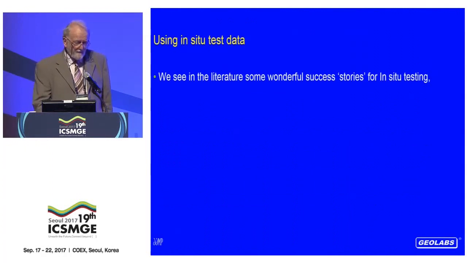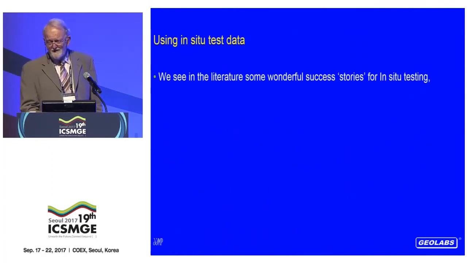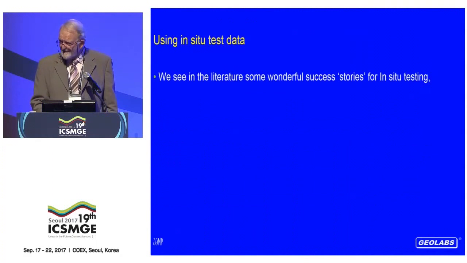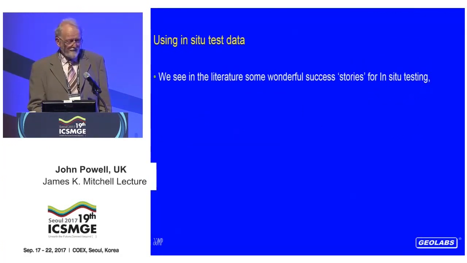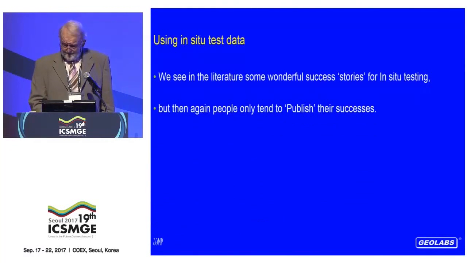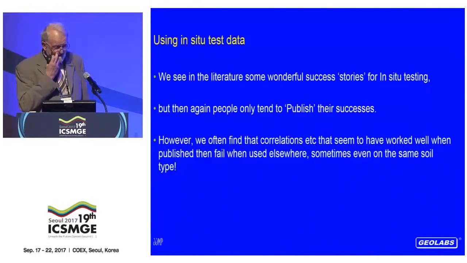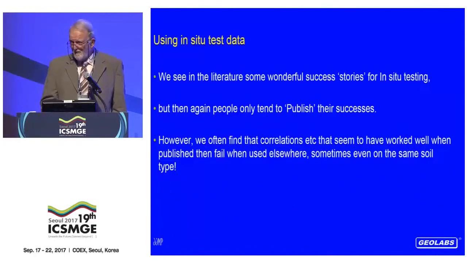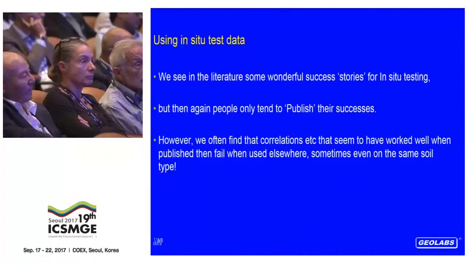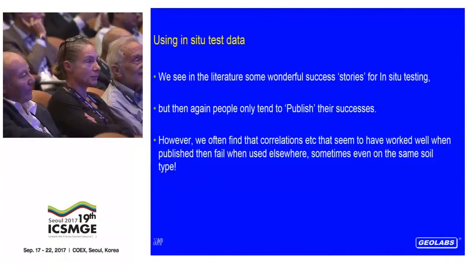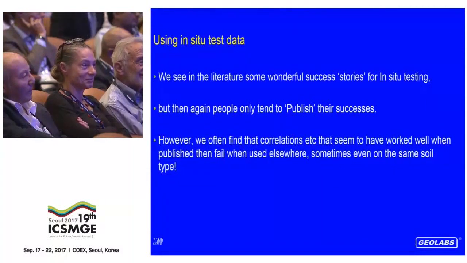So, the problem with in situ testing is quite often you see in the literature some wonderful success stories, how well in situ tests have gone and given parameters. But then again, we all tend to only publish our successes, don't we? We very seldom publish our failures. And we often find that some of the successes that we read about in the literature, when we try and use those correlations elsewhere on different soil types, or even on the same soil, they don't seem to work.